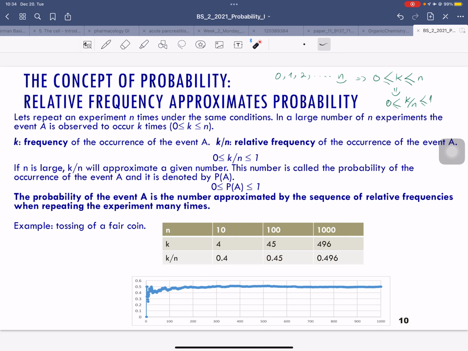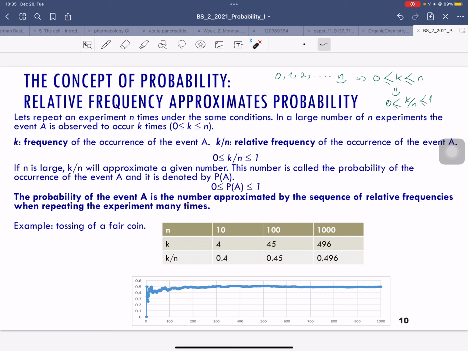Okay, if n is very big, for example, I repeat 1 million times or 10,000 times, in this case k over n will be a stable number, and this number is called the probability of the occurrence of the event A. And for this event, we can write in this formula: P(A) is bigger than or equal to 0 and smaller than or equal to 1.